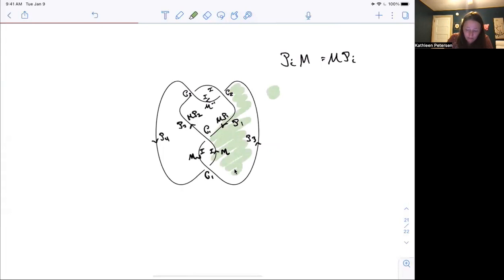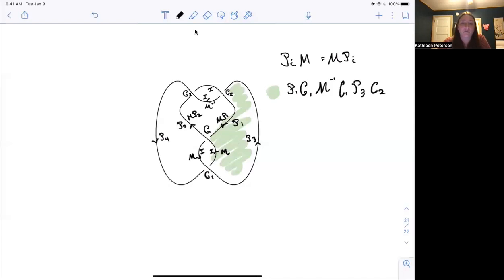So for this one, that region, what do I do? Well, I'm going to pick a starting point. Let's start here. And here I'm going to have P1, my orientation agrees. So it's P1. And then I cross at C1. And then I do M, but with the opposite orientation. So that's M inverse. And then I cross at C1 again. And then I do P2. Sorry, that's a P3, isn't it? And then I cross at a C2. And then I'm back where I started. So that's the totality of the green region.